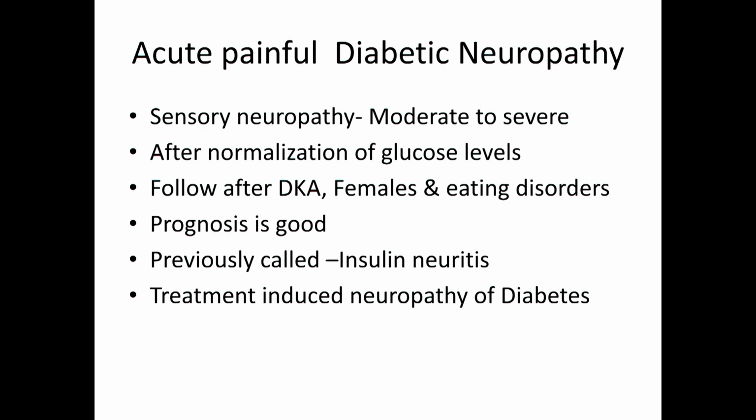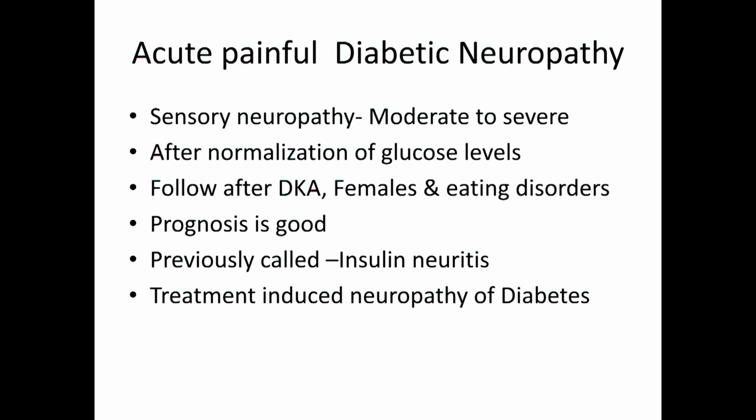This can also follow a DKA, more common in females, more common in people with eating disorders. Of course, the prognosis is good and it's self-limiting. It may last for 3 to 6 months, maximum up to 1 year of time. Previously, it was called insulin neuritis. Now, the terminology is treatment-induced neuropathy of diabetes, because insulin is not only the cause, there are other things also there.